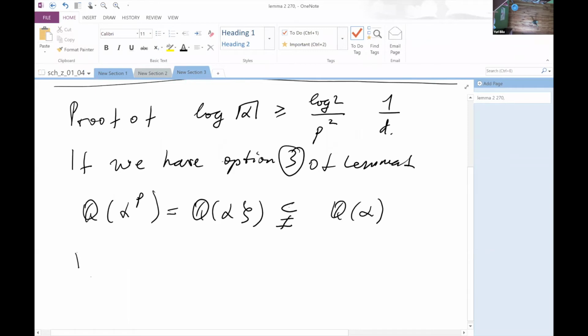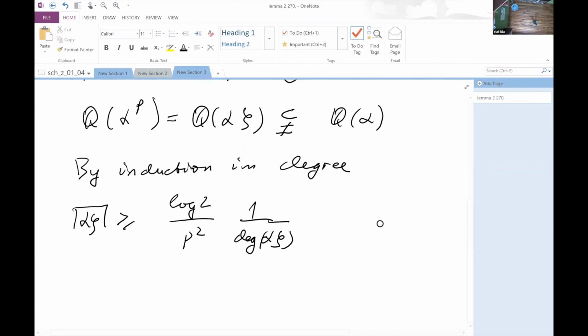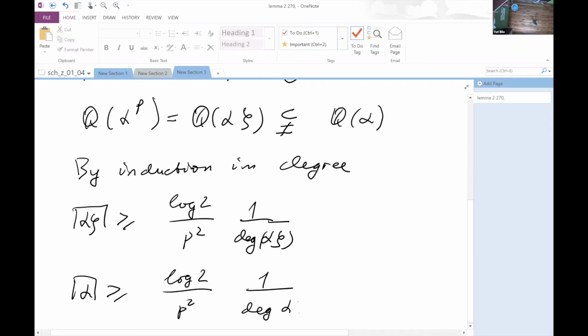So by induction in degree, the house of alpha zeta is already bounded by log 2 over p squared, 1 over the degree of alpha zeta. But the house of alpha zeta is equal to the house of alpha. And the degree of alpha zeta is smaller, so it is bounded by this, which is of course strictly bigger than log 2 over p squared, 1 over d. And so we're done.